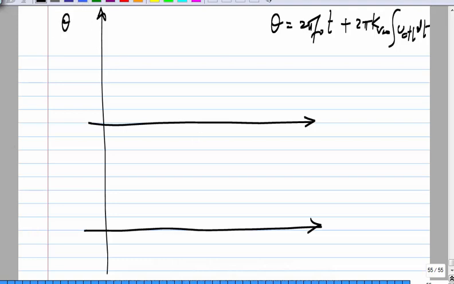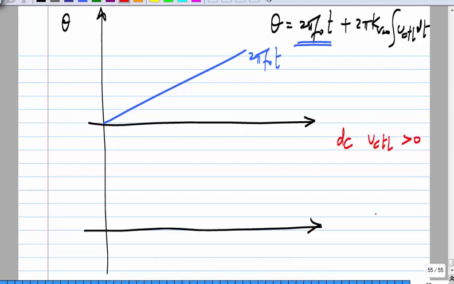I'll plot theta. First, I'll plot this part. That is 2 pi f naught t. Okay. Now, let us say I have a DC value of V control. I will assume that V control is constant with time, okay. And I have V control greater than 0.